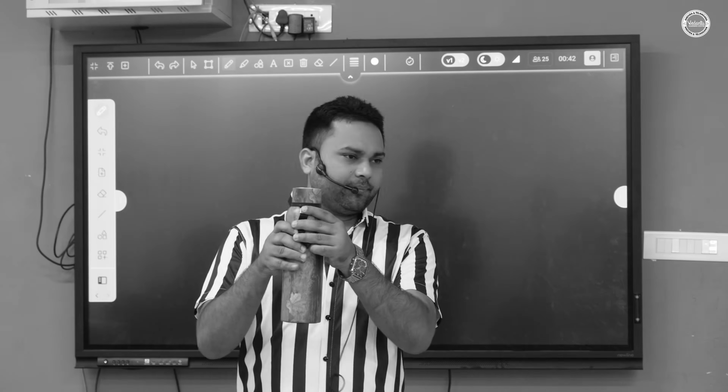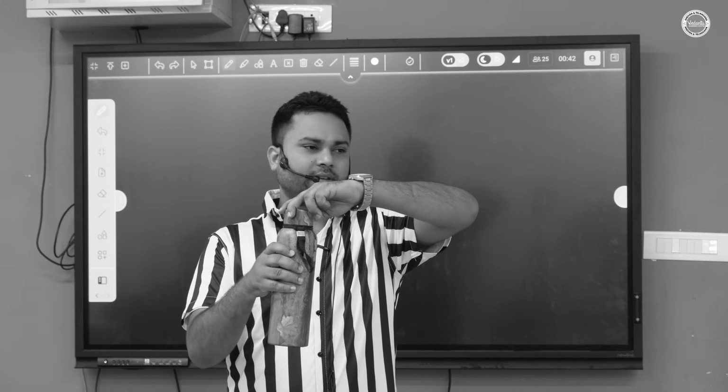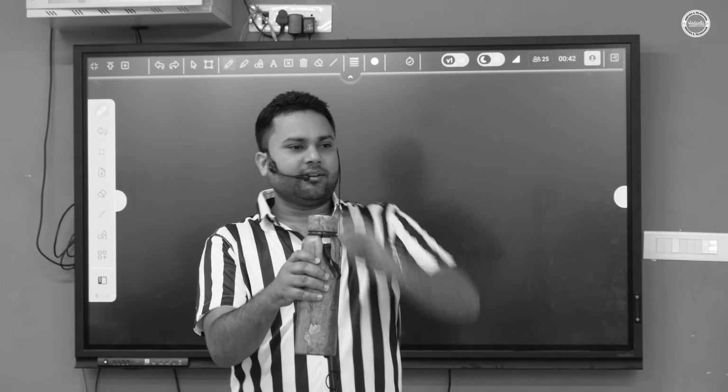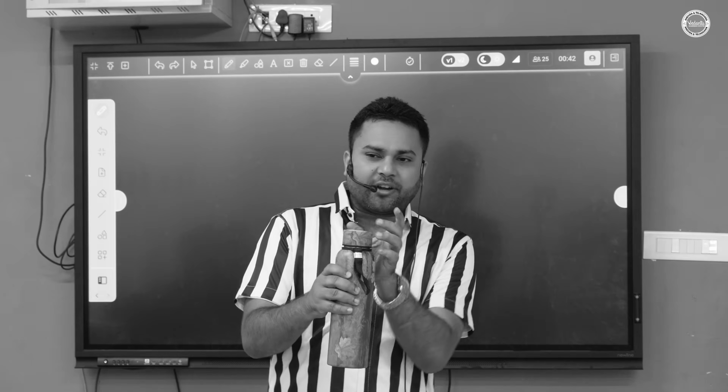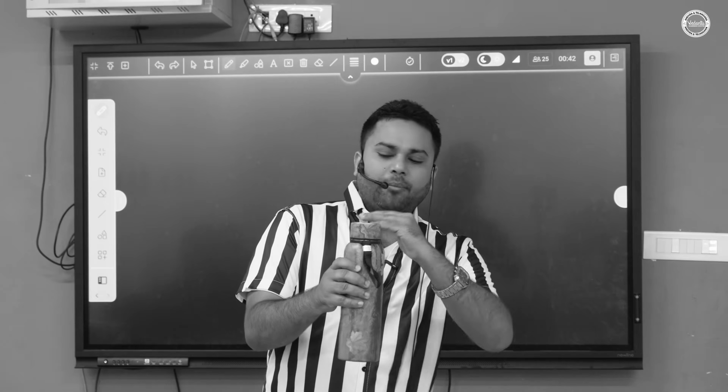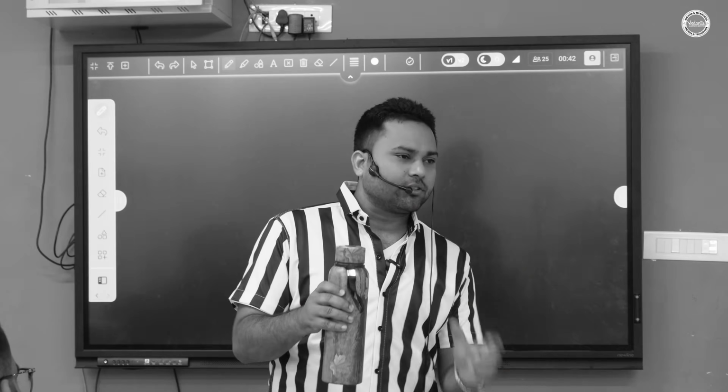This is my water bottle. If I rotate, if I give one rotation, it will go up now. So if I rotate by one revolution, how much forward distance it moves? This is called pitch.